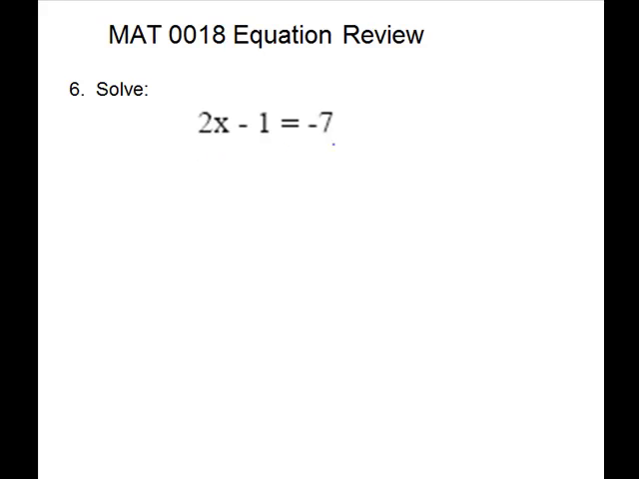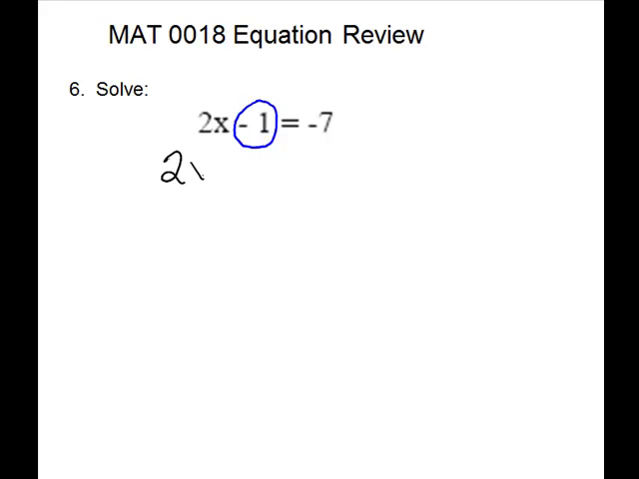Equation number 6. This problem does not have any simplifying on either side, so we're ready to start solving. It's going to be a two-step solve. Go on the side with the x, and first take off anything added or subtracted to the x term. So we need to take off this -1. To make that cancel, we should add a 1 on both sides.